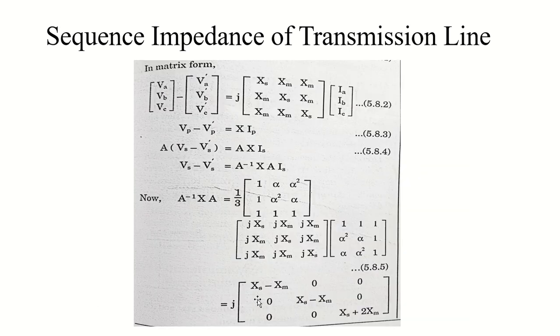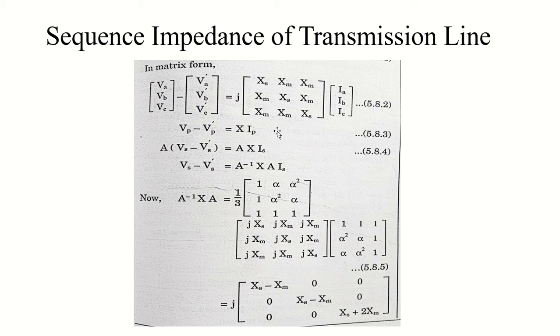Now when we write it in matrix form, it will look like this: Va, Vb, and Vc minus Va dash, Vb dash, and Vc dash will be equal to my reactance matrix into my current matrix, right? Diagonal values of the reactance matrix will be the self reactance, and all the other values will be mutual reactance. So you can represent your whole matrix as Vp minus Vp dash, which will be equal to X into Ip.